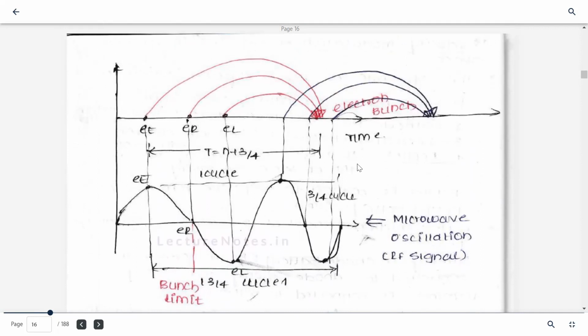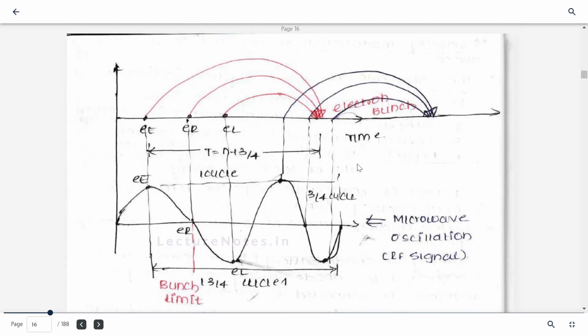So with the help of this Applegate diagram, I'm going to tell you the working of the reflex klystron. In this, it is assumed that the oscillations are set up in the tube. As you can see in the Applegate diagram, the RF voltage is produced across the gap by the cavity oscillator and it acts on the electron beam, which causes the velocity modulation.